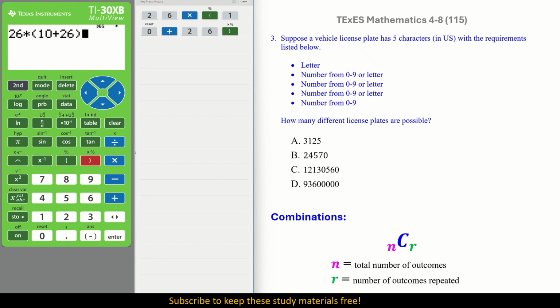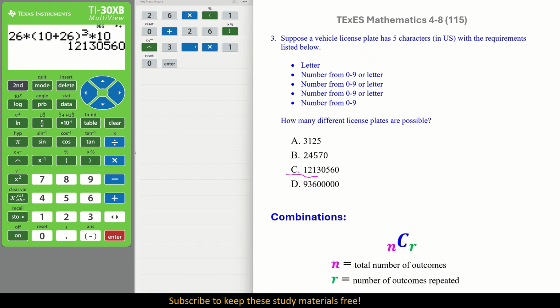So, we're going to have to multiply those together. Well, I'm going to say that's to the 3rd power. I'm just simplifying it out for myself. Now, the very last character is 0 to 9. That's 10 possibilities, so that is times 10. Okay, so let's push enter. And there we go. And that is actually correct. Nice long number. That's quite a few possibilities. That could cover a lot of drivers. Let's go to the next one.